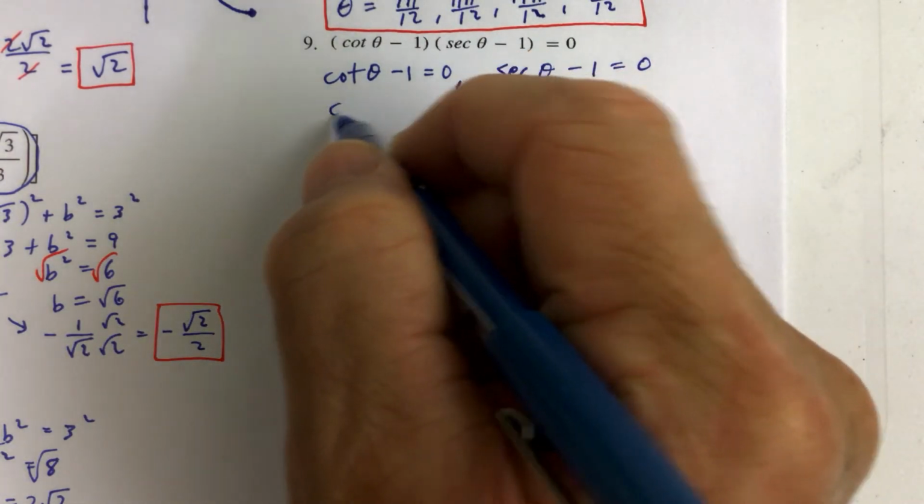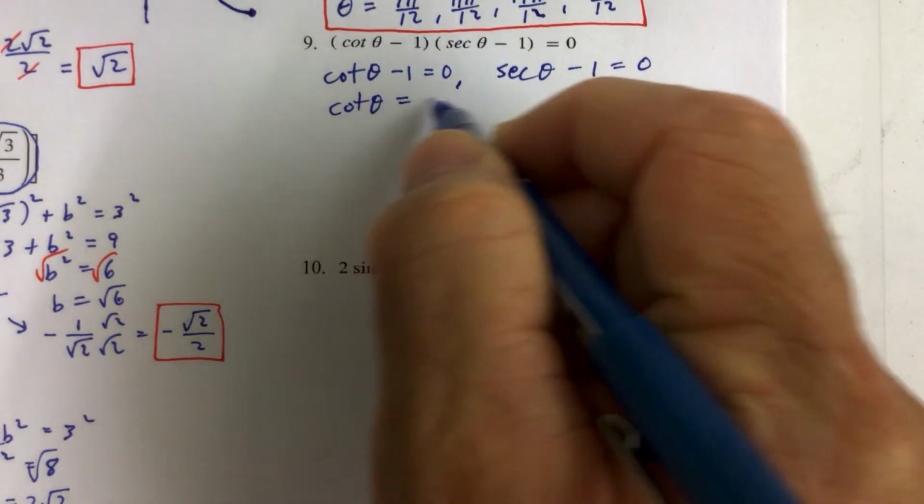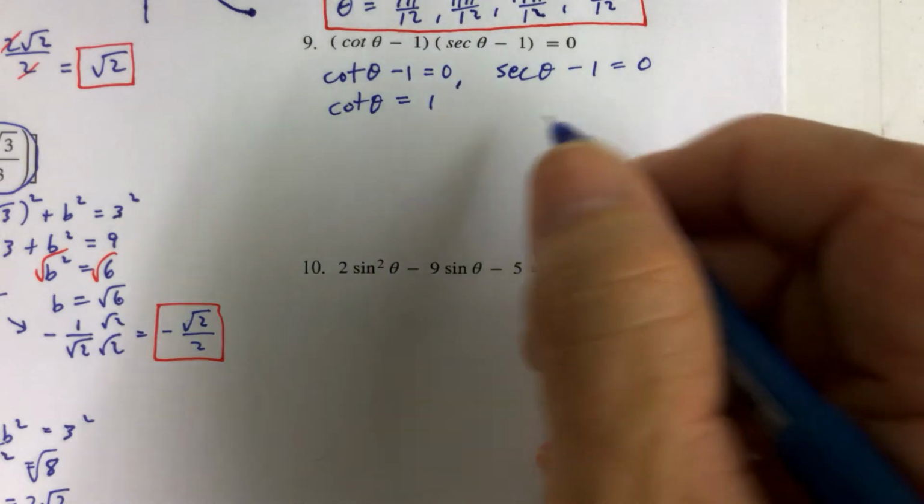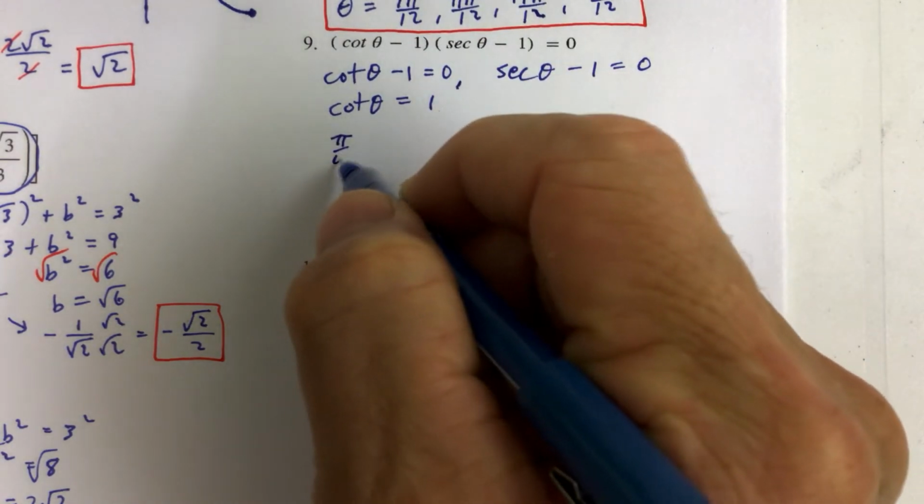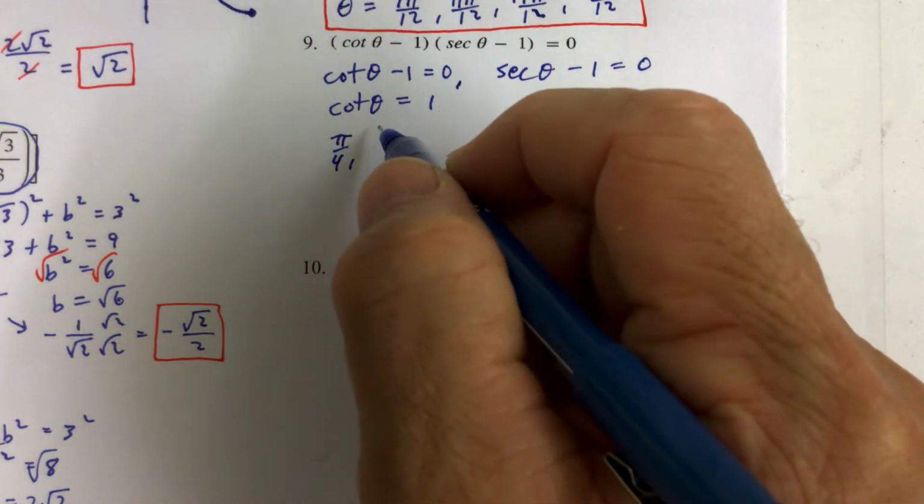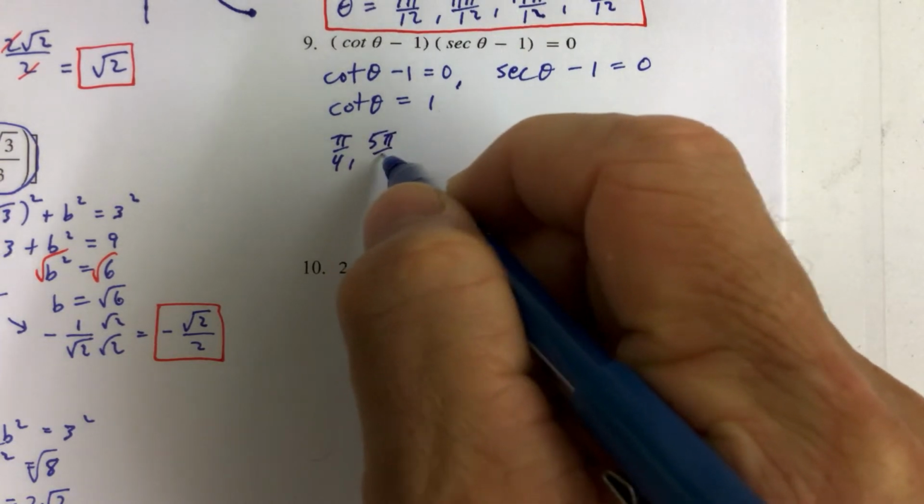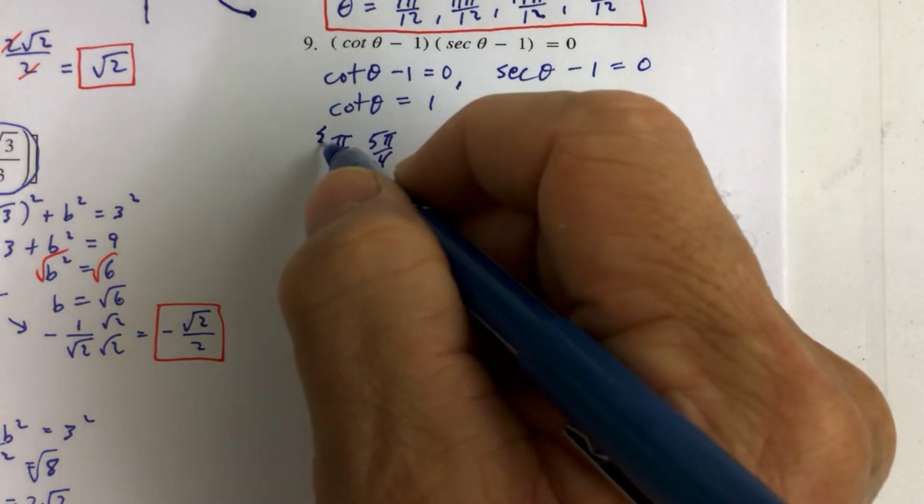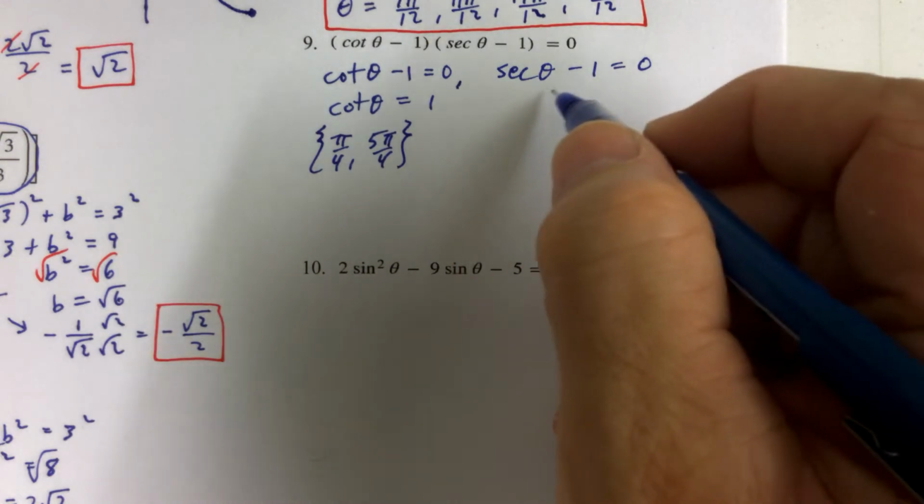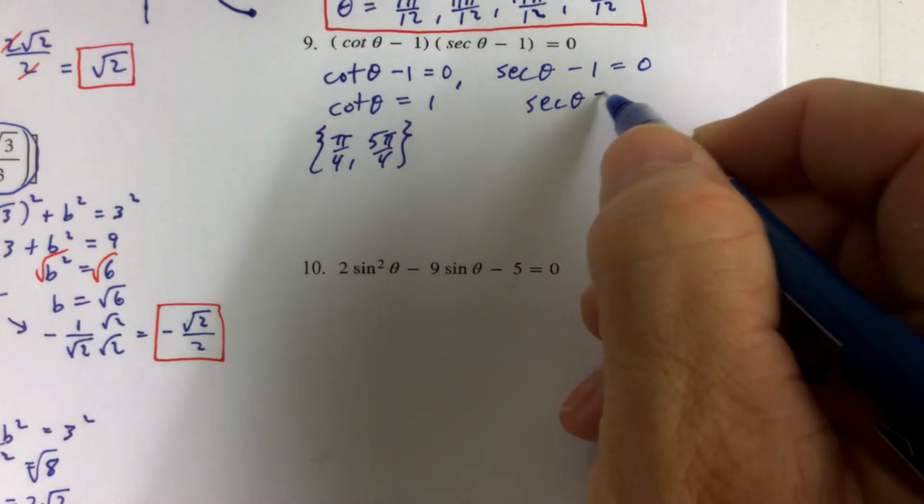So anyway, adding 1 to both sides here, we get, where is the cotangent equal to 1? It's the same place that the tangent is equal to 1. Pi over 4, first quadrant, and then the third quadrant, 5 pi over 4. So we have those. And then we have, where is the secant equal to 1?